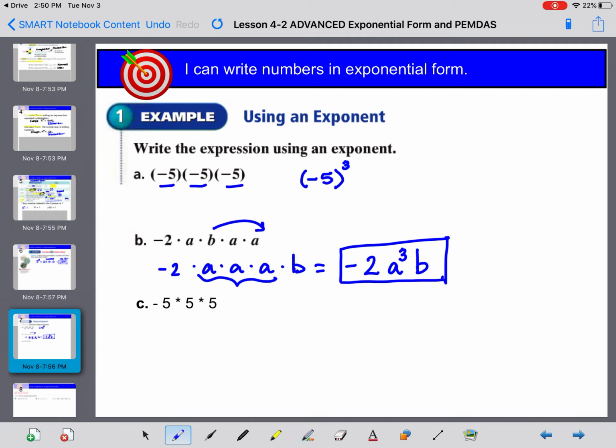Letter C, negative 5, or the opposite of 5 times 5 times 5. Only the 5 is being repeatedly multiplied. So I would write 5 to the 3rd power. This negative sign simply comes out in front. Notice how different this one and this one are, and how different they look when written in expanded form. It is often confused between A and C, with people thinking that those two mean the exact same thing, and they surely do not.